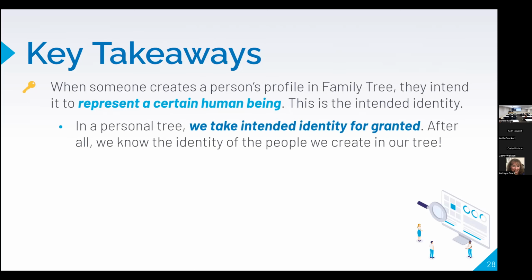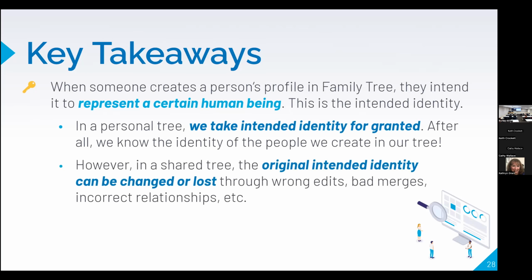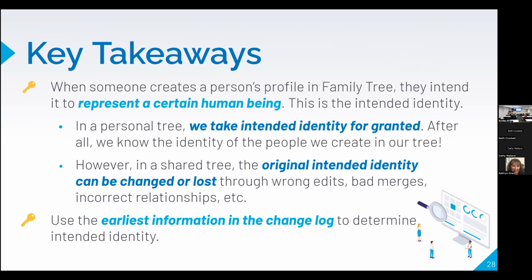In a personal tree, we take that for granted because after all, we know the identity of the people that we put in our personal tree. But in a shared tree, the original intended identity can be changed or lost through wrong edits, bad merges, incorrect relationships, and so forth. So it's most reliable to use the earliest information in the changelog to determine the intended identity.